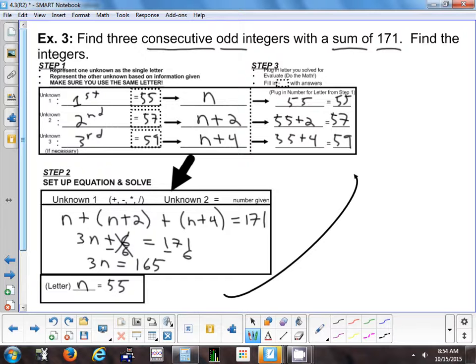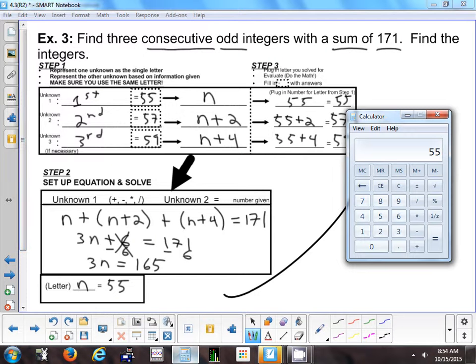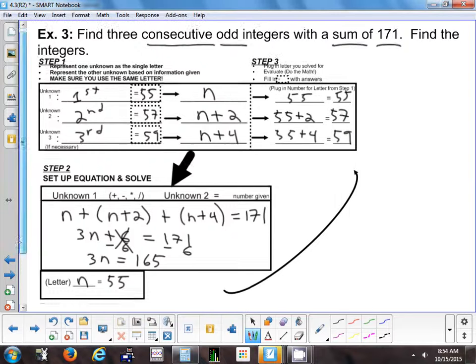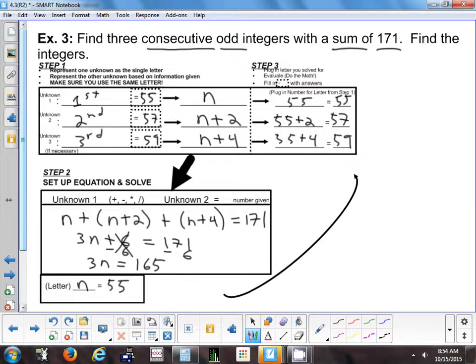55, 57, 59. And if we wanted, we could even double check that they add up to what they should. 55, 57, good, 59. Are they always going to be ordered like that? Yeah. They're always going to be consecutive, even or odd. You're always gonna skip one.